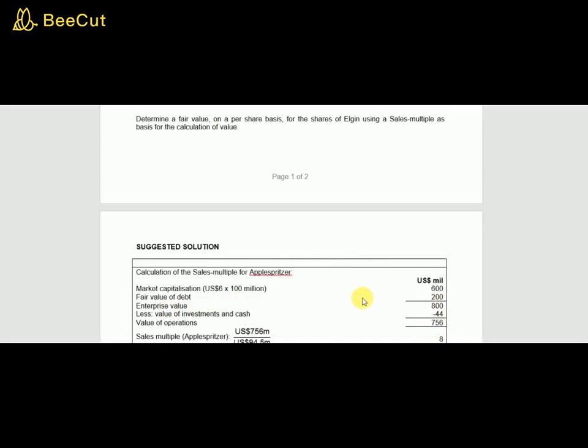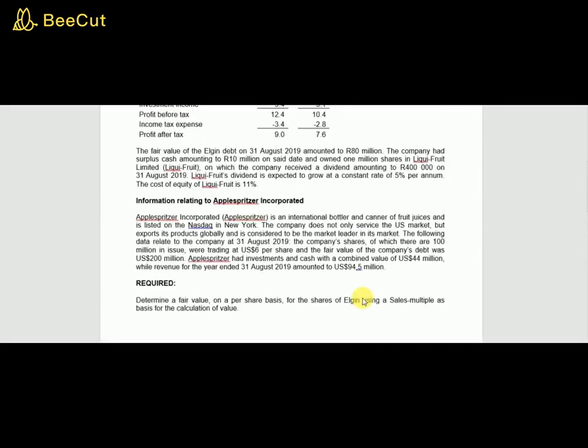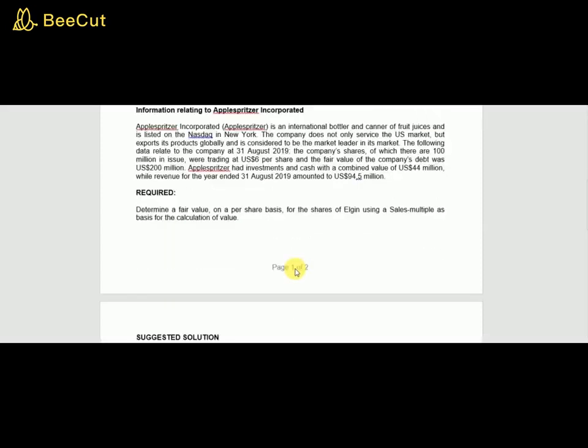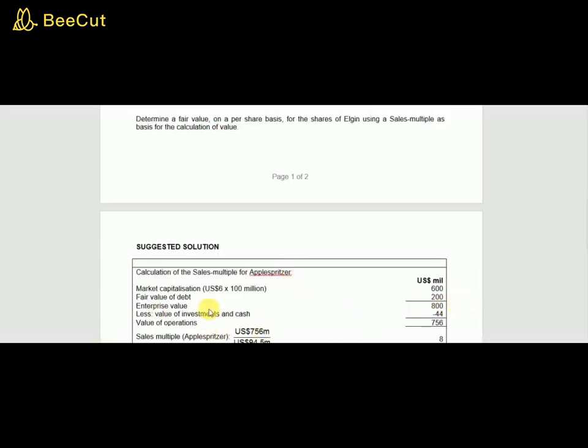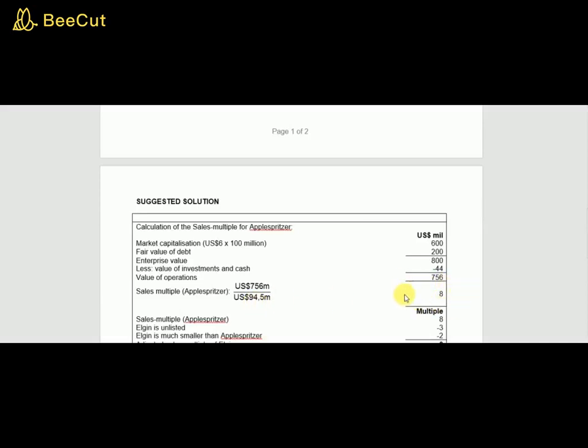However, as part of that enterprise value, what do I know? I know that included in that is a dissimilar asset of 44 million relating to cash and investments. So if I'm determining the value of my operations, which is what my multiple represents, as we did in lecture example 2, I need to make sure that I deduct that out to get my value of operations as 758 million. Once I've got that, I divide that figure by my revenue to get my multiple at 8.